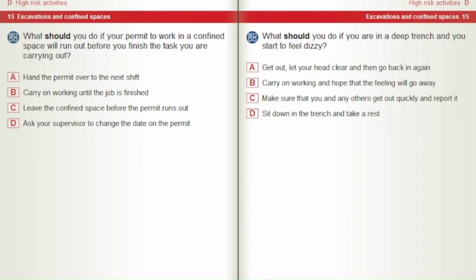What should you do if you are in a deep trench and you start to feel dizzy? Get out, let your head clear, and then go back in again. Carry on working and hope that the feeling will go away. Make sure that you and any others get out quickly and report it. Sit down in the trench and take a rest.